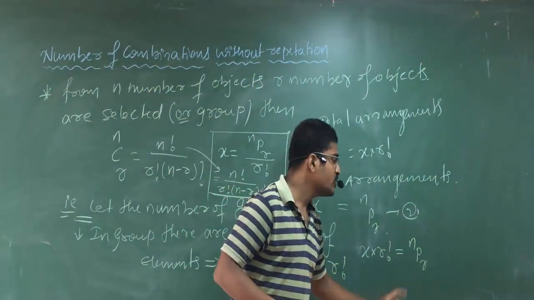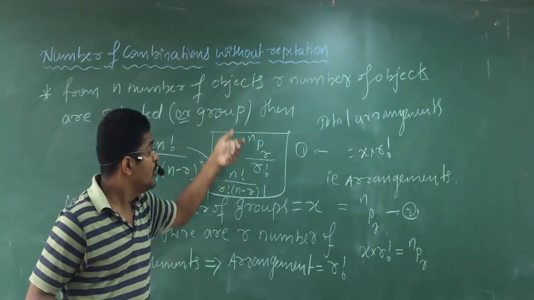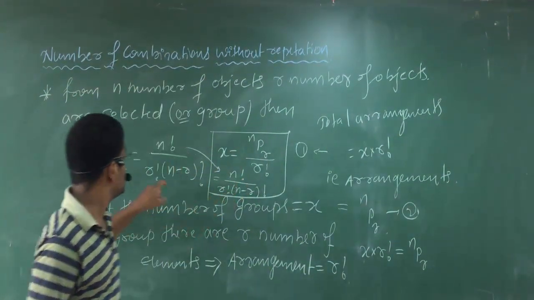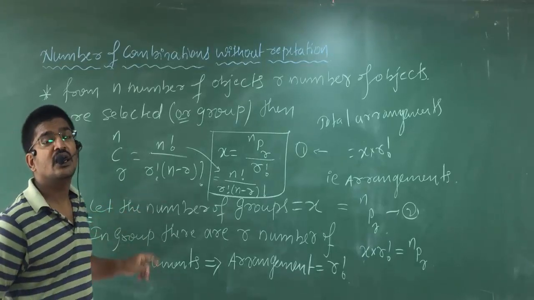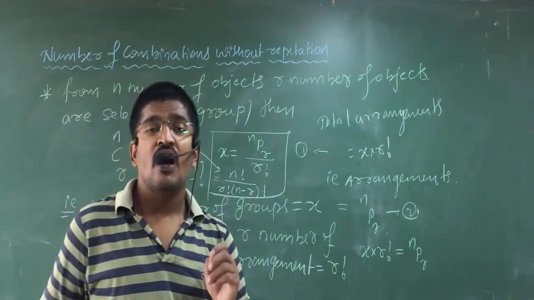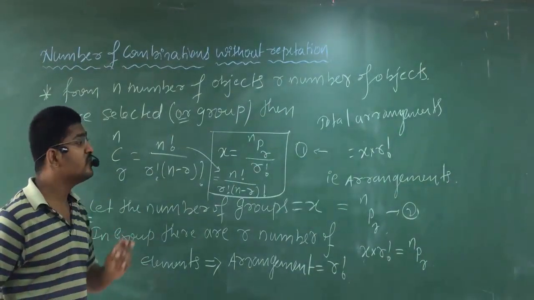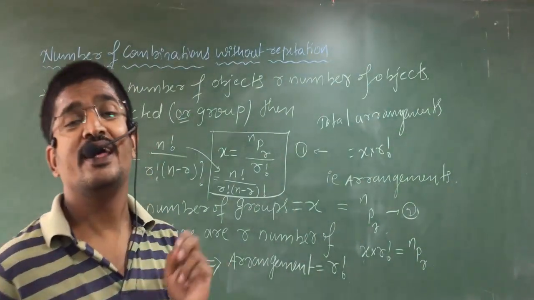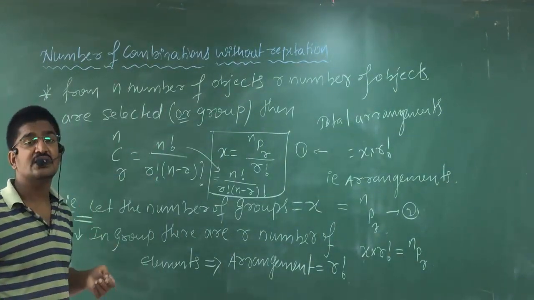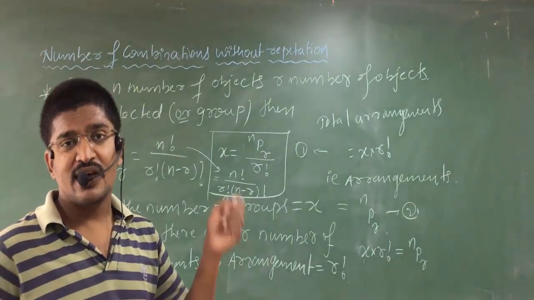Therefore, x into r factorial equals nPr. Therefore, x will be equal to nPr divided by r factorial. If I simplify that, you are going to have this particular formula, that is nCr equal to n factorial divided by r factorial into n minus r factorial. So this is the formula for without repetition. Clear, students? I think you got the formula nCr, that is n factorial divided by r factorial into n minus r factorial.